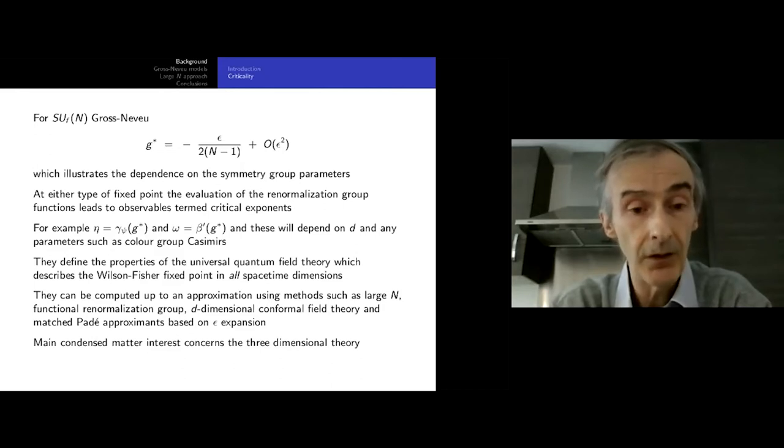Whatever you do, you have to do something to get to the dimension of interest. And in condensed matter theory, it's 3 dimensions, which is always 1 away from 2 or 4. So when we do epsilon expansions, we have to sum down from 4 or sum up from 2. And that's not straightforward, as some of you are aware.